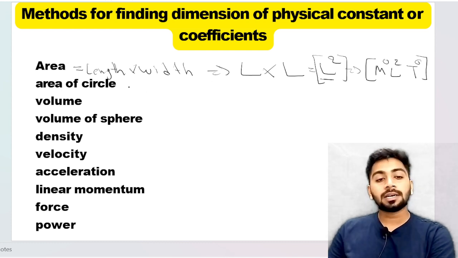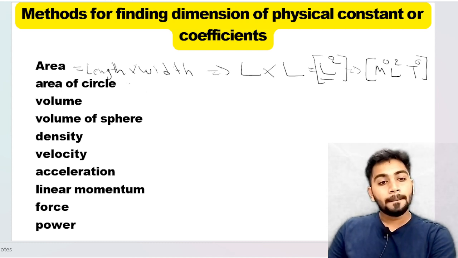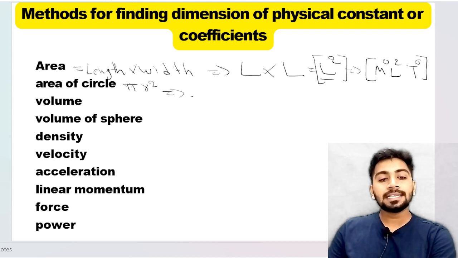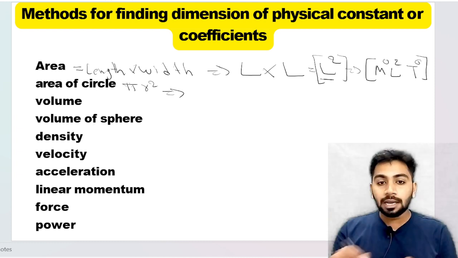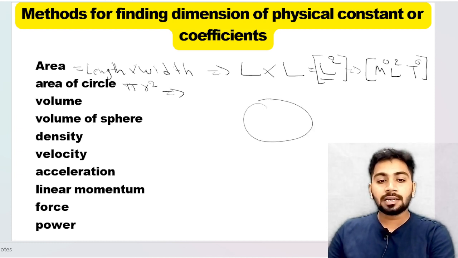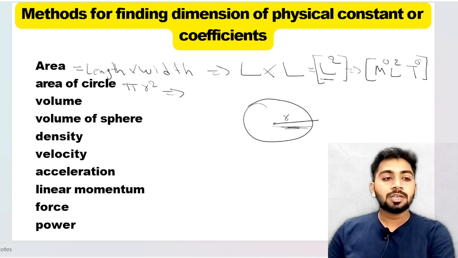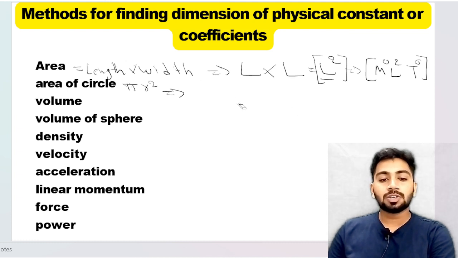Now the area of a circle is pi r square. Pi is a constant number, r is that length, the radius. This is the circle, this is the radius r, which is only length. So we can write this the same way: radius into radius is equal to length into length, and again the same bracket.